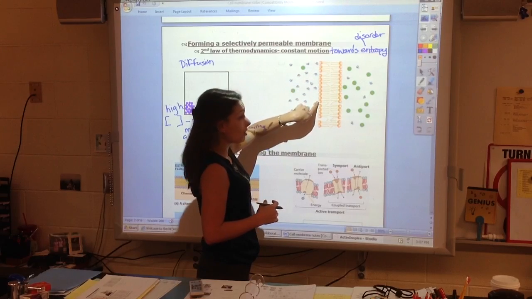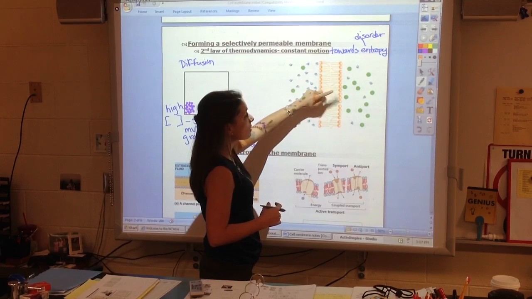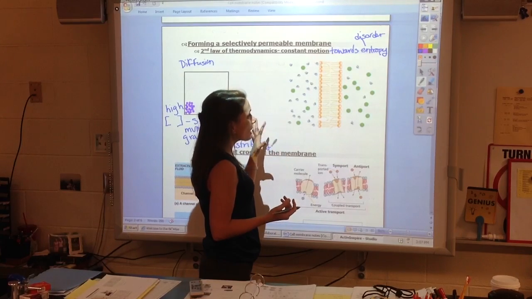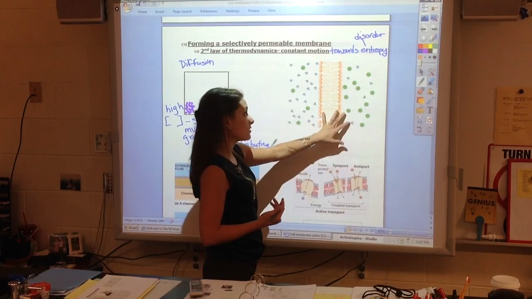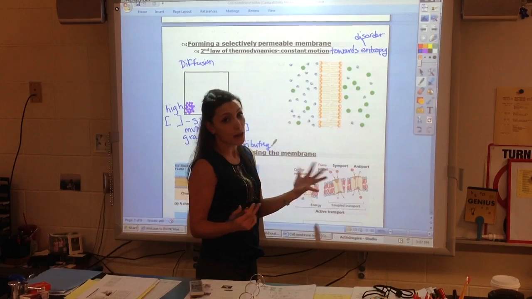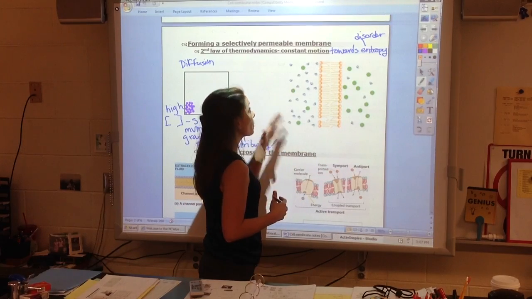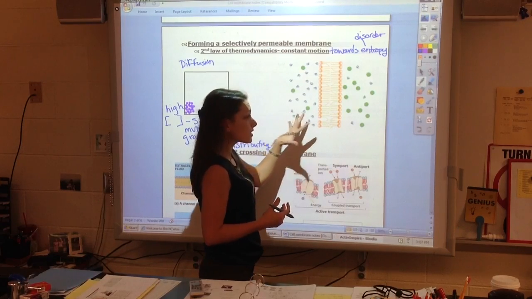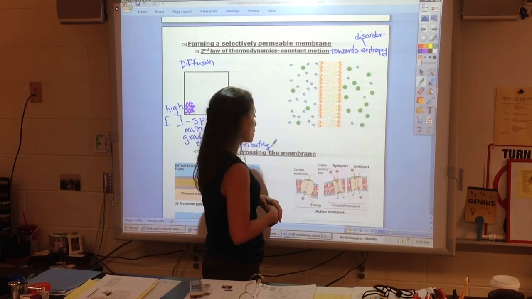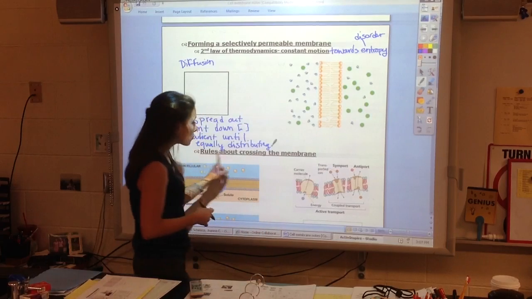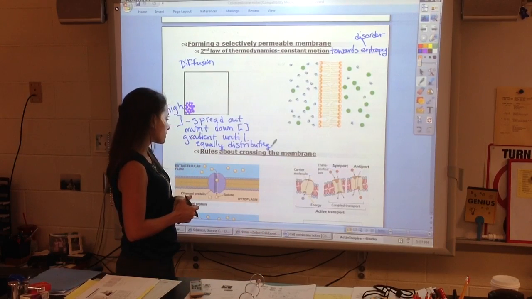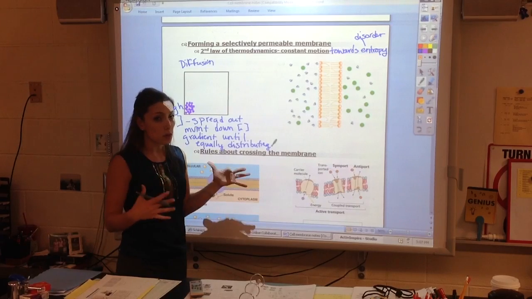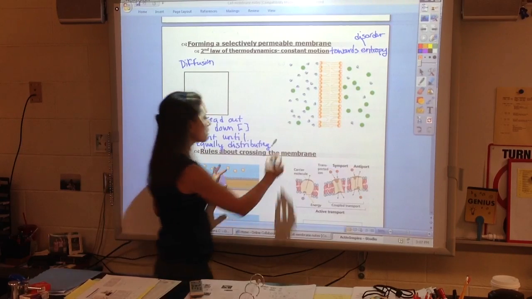Great picture here, because we see the kinks in the tails, and we see the different phosphate heads. As the molecules are spreading out, once they reach a barrier, they can't spread out anymore. However, we do want to know this membrane is selectively permeable, so certain things are going to be able to move through. So we have some rules about being able to cross the membrane. These rules down here apply to molecules that don't naturally diffuse.